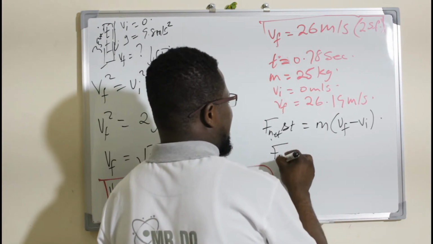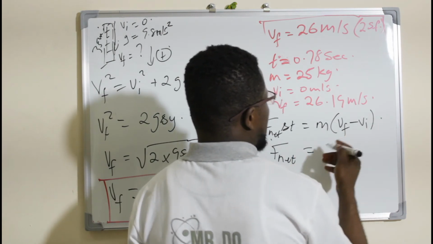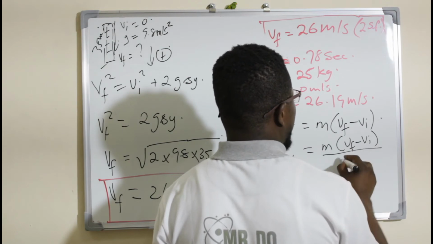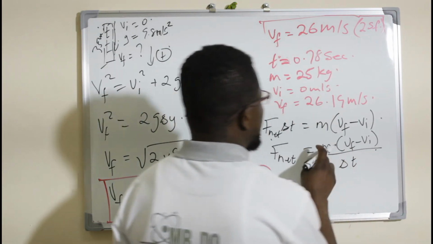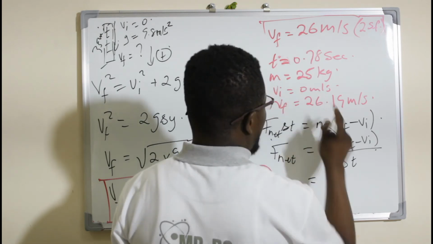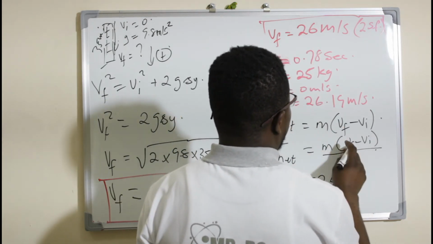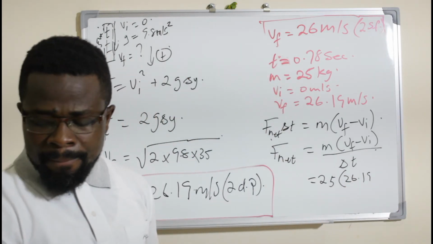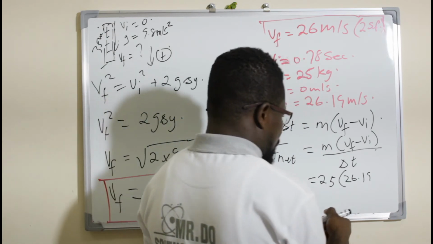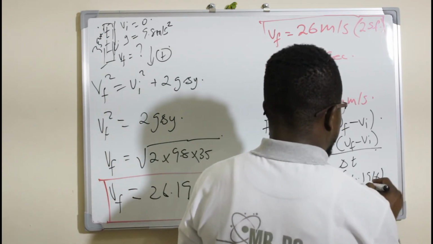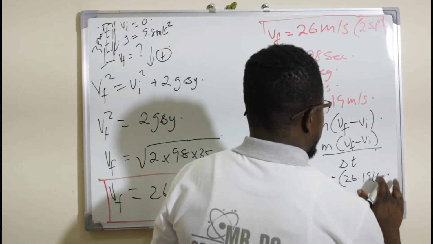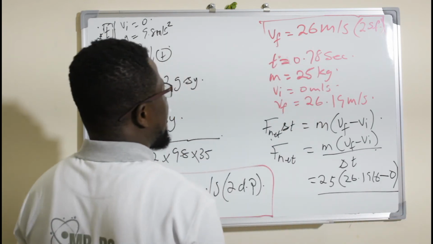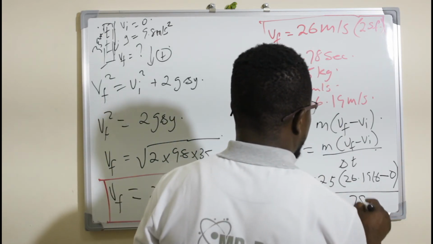So I can just simply say that F net is simply equal to M into V final minus V initial, divided by change in T. Let's do substitution. The mass is given as 25. The final velocity is 26.1916. Let me use the actual value because I don't want to use the approximated value. Minus 0, the initial is 0, divided by the time, and my time is given as 0.78.